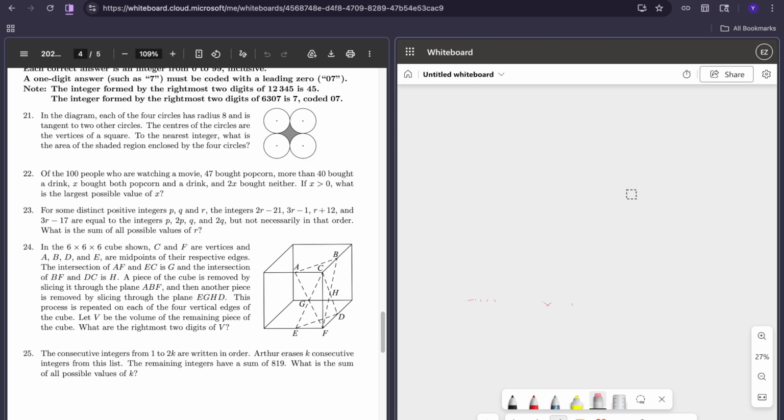25. So the consecutive integers from 1 to 2k are written in order. Arthur erases k consecutive integers from this list. The remaining integers have a sum of 819. Find the sum of all possible values of k.